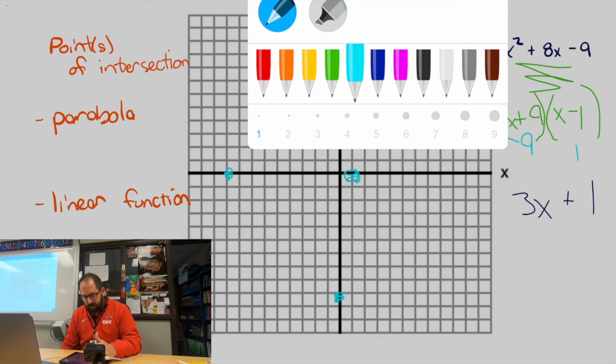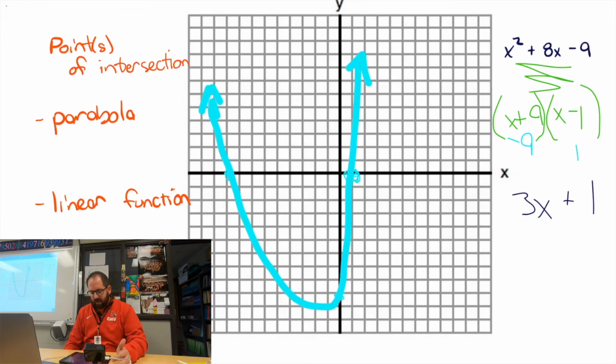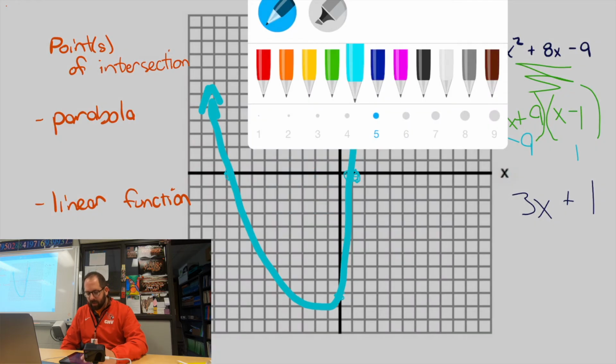Let me make that line a little bit thicker, so it looks a little bit better with my finger. Oh yeah, there we go. Way better. All right, so there's my graph, right? That's the top one. I'm supposed to draw that in green. We'll go with blue.